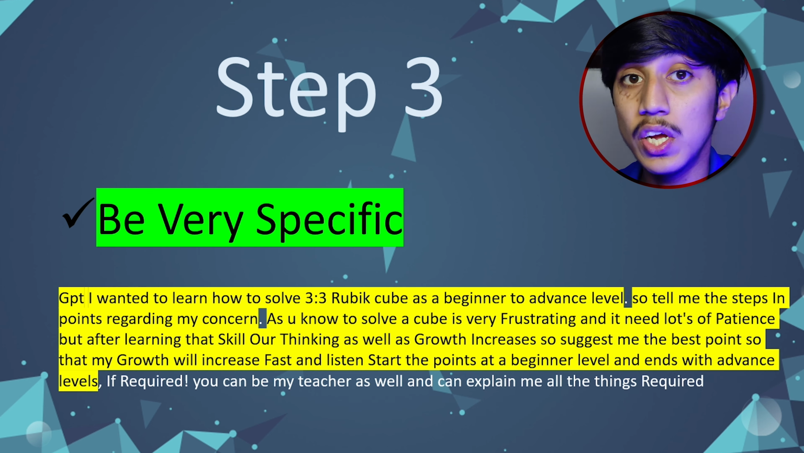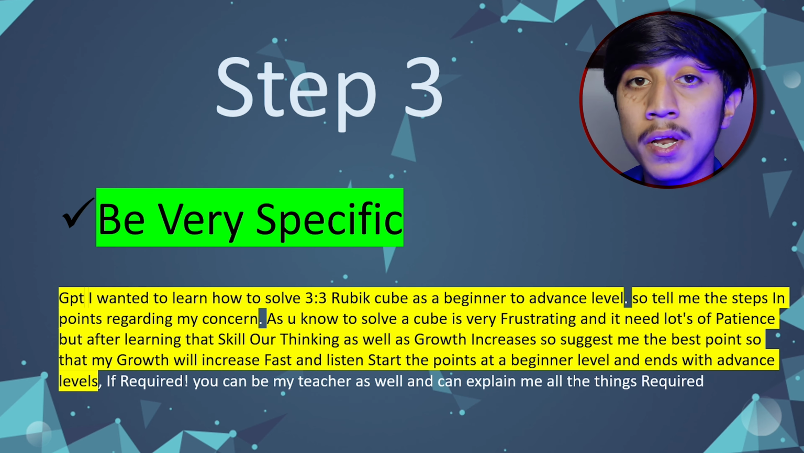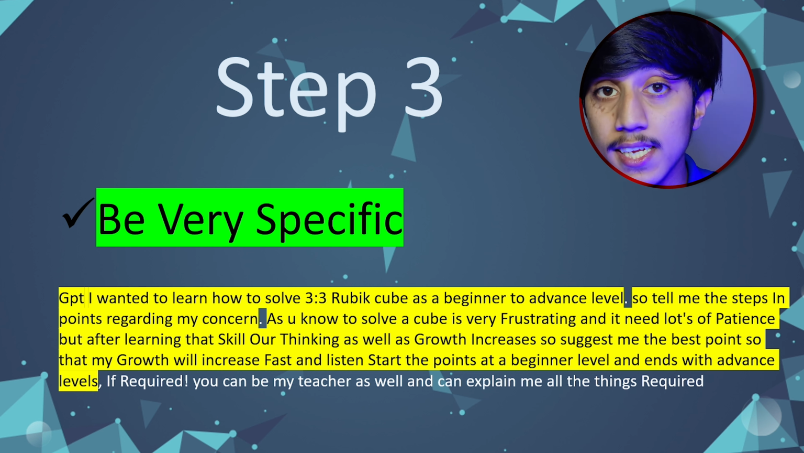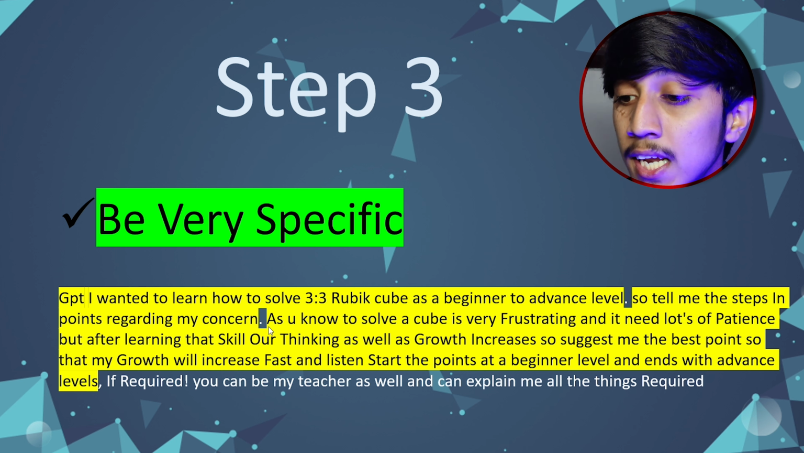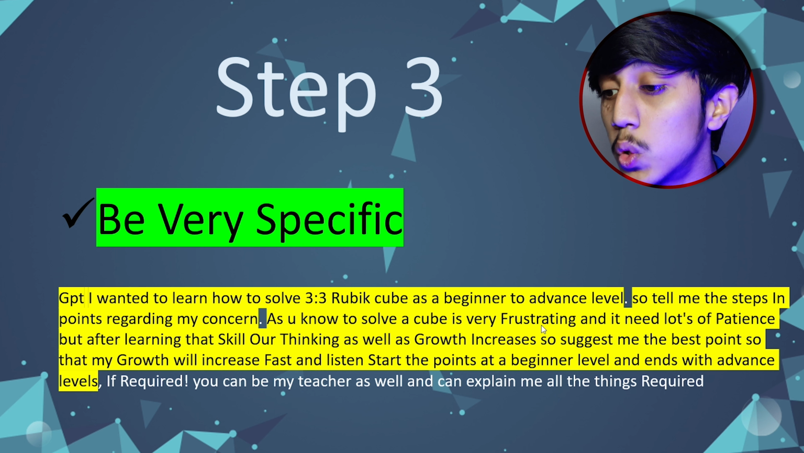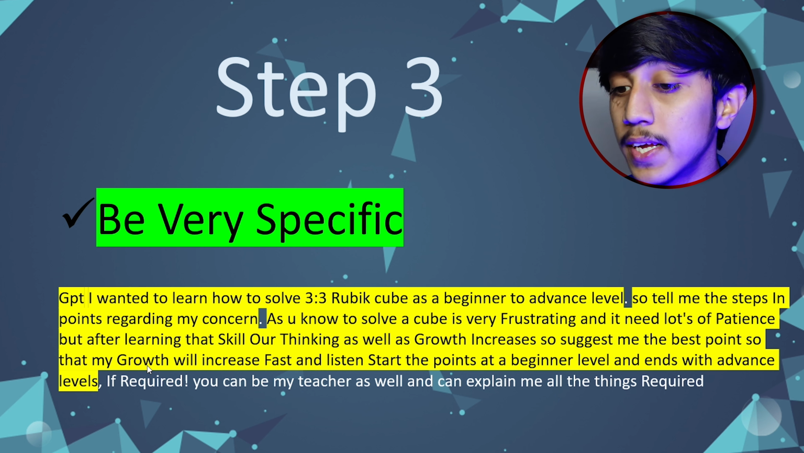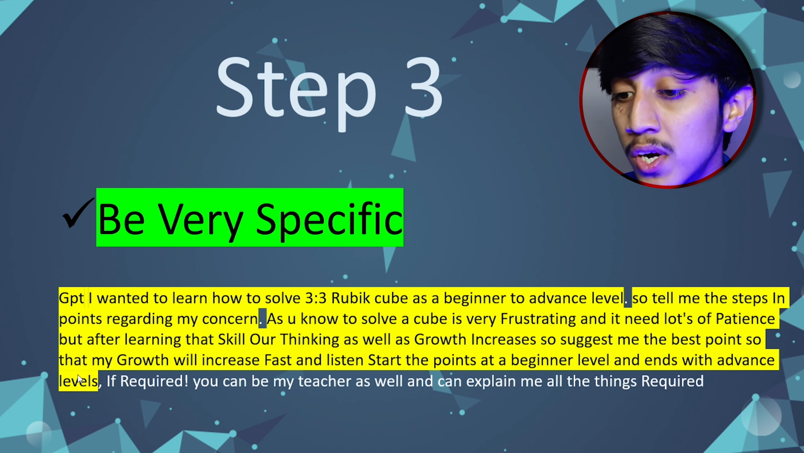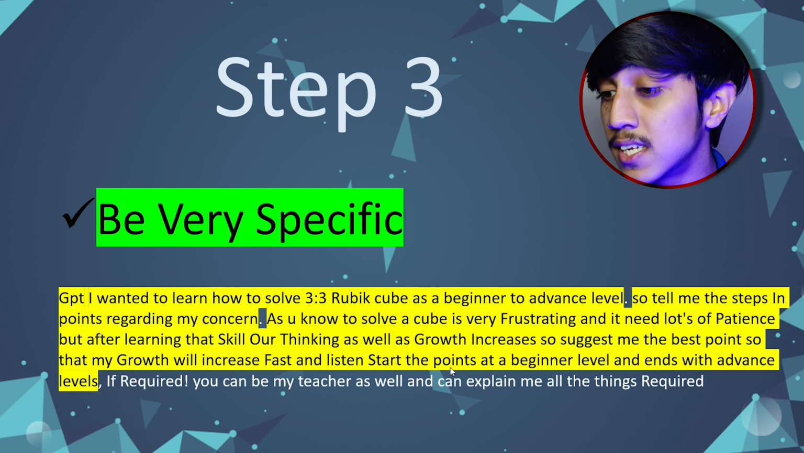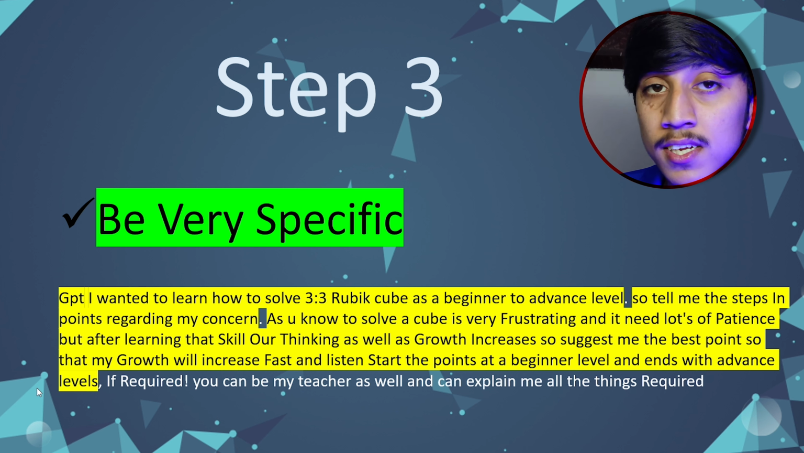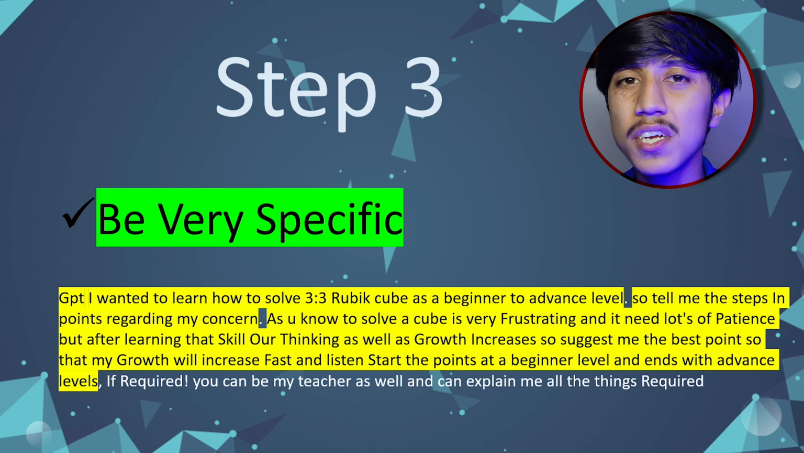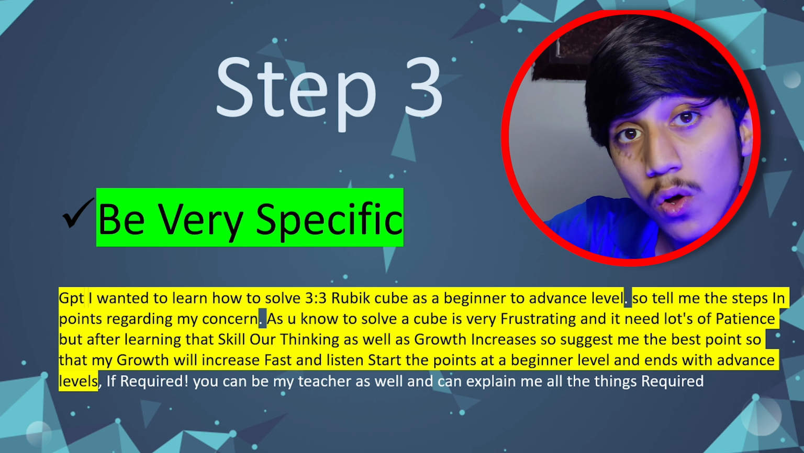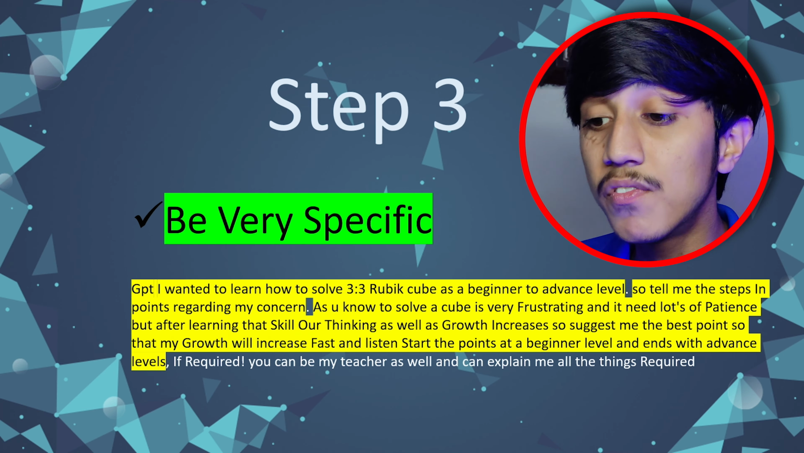So moving to step 3, you have to be very specific about the prompt. I mean that if you merge all the details into the prompt, it will not give you a very specific answer. So you need to be very specific. In this prompt, the specific thing is, as you know, solving a cube is very frustrating and needs lots of patience, but after learning that skill, our thinking as well as growth increases. So suggest me the best points so that my growth will increase fast. And listen, start the points at a beginner level and end with an advanced level. So I have mentioned what I know about solving the cube, and that it is a very frustrating journey. It will give you exactly the answer you are asking for. You need to be very specific.